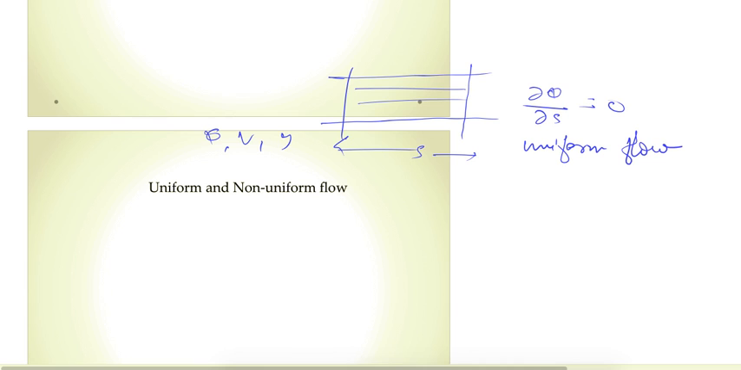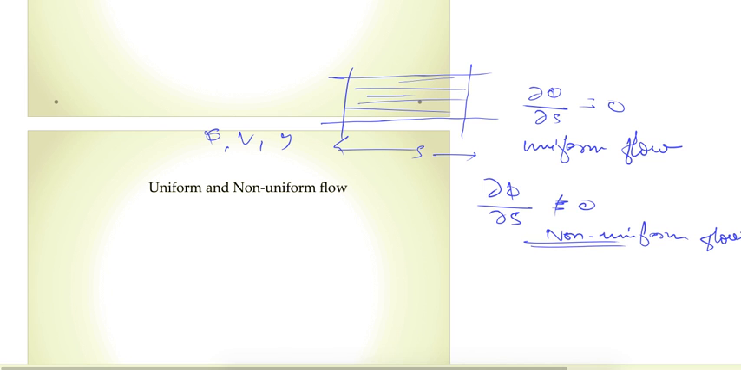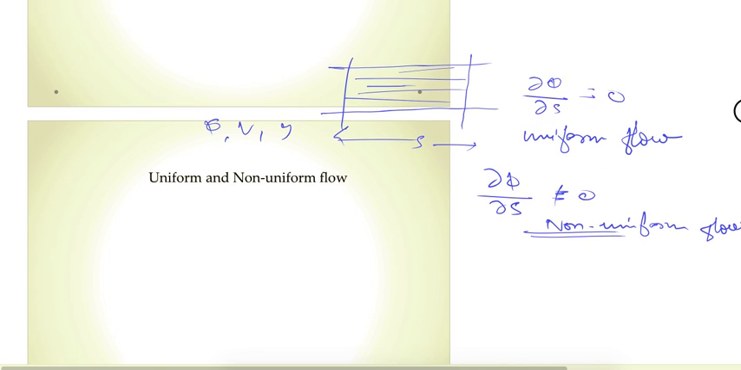Whereas if these parameters are changing in this length, then these derivatives won't be equal to 0, will have a certain value. So it is known as non-uniform flow. Uniform flow is possible in a prismatic channel where all the parameters are remaining the same, and non-uniform flow is possible in a natural channel.